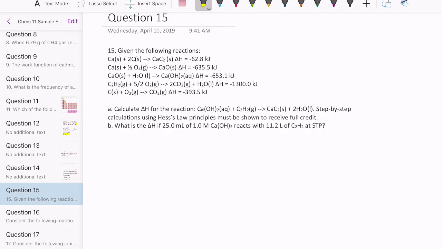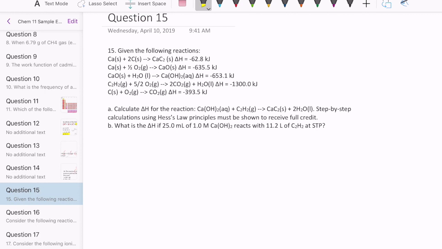Okay, let's take a look at question 15 in sample exam 3. So this question is a Hess's law question, a thermochemistry question, and there are two parts to it. First, you have to find the enthalpy of a target reaction, just like a standard Hess's law question would ask. And then afterwards, you have to use that enthalpy to help you figure out the enthalpy generated by a specific quantity of reactants.